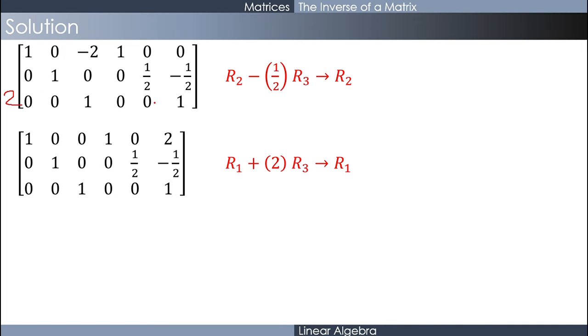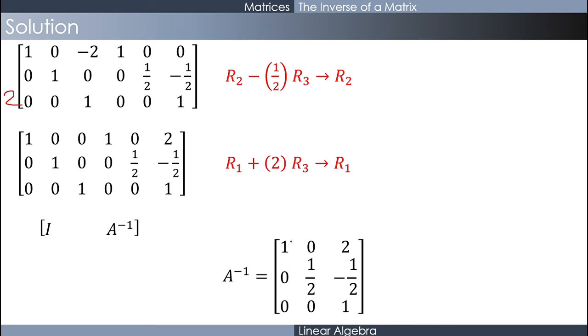0 plus 0 equals 0, and 0 plus 2 equals 2. Alright, so we got our new first row, and we already completed our goal to turn our original matrix A side into the identity matrix. Since we turned this into the identity matrix, this side here now becomes our A inverse. So our A inverse has the entries 1, 0, 2, 0, 1 half, negative 1 half, and 0, 0, 1.